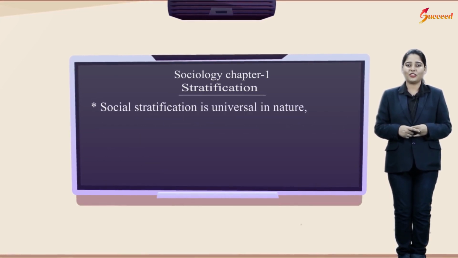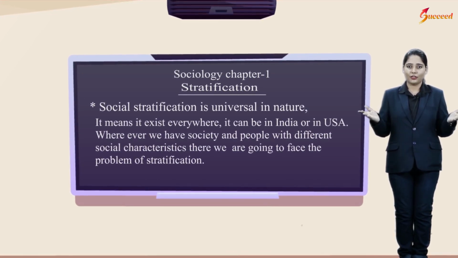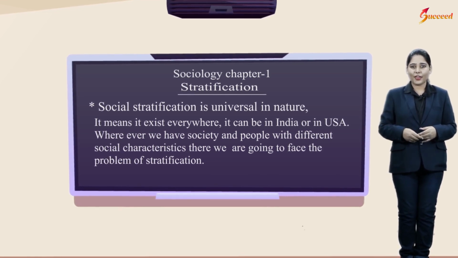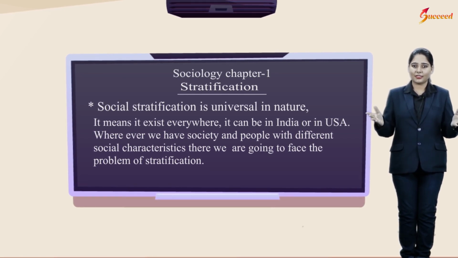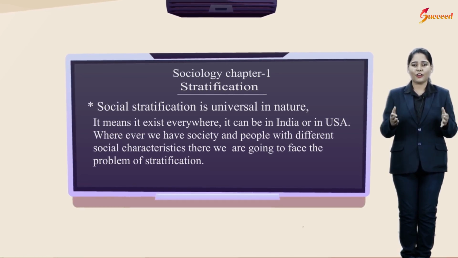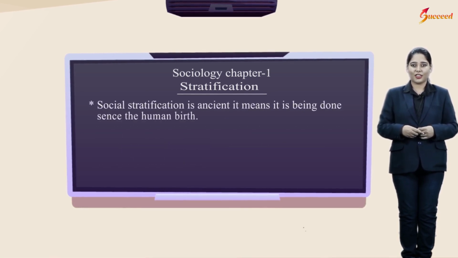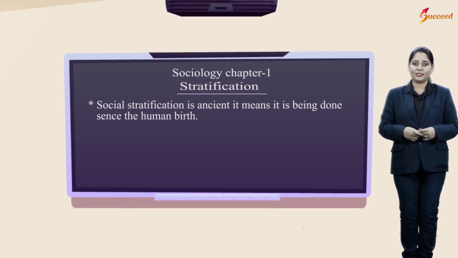Social stratification is universal in nature. It means it exists everywhere. It can be in India or in the USA. Wherever we have society and people with different social characteristics, there we are going to face the problem of stratification. Social stratification is ancient. It means it has been done since human birth.